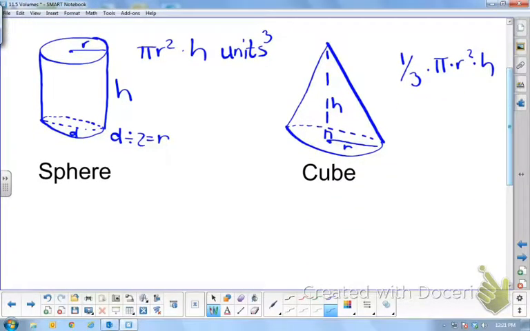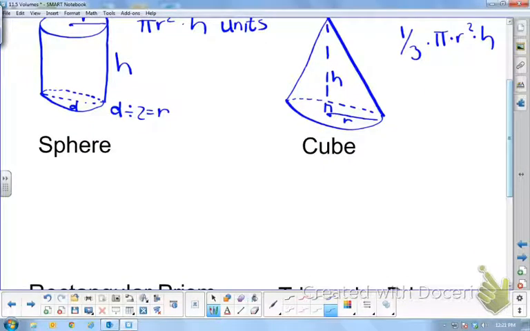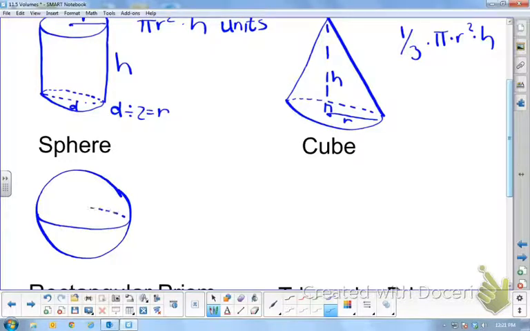Next we have a sphere and a cube. A sphere is a 3-dimensional circle, basically. I usually start by drawing a circle, and then you kind of draw an oval in the middle, and again give it the 3-dimensional feel, even though we're drawing on a 2-dimensional surface. We want to try and make it 3-dimensional as much as possible. And with a sphere, all we really need is the radius.